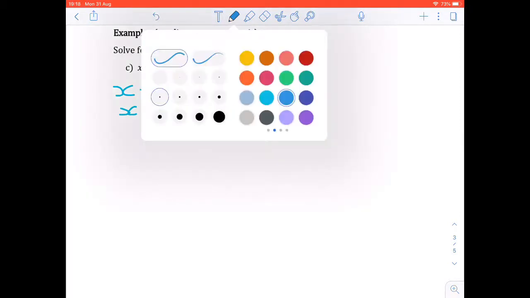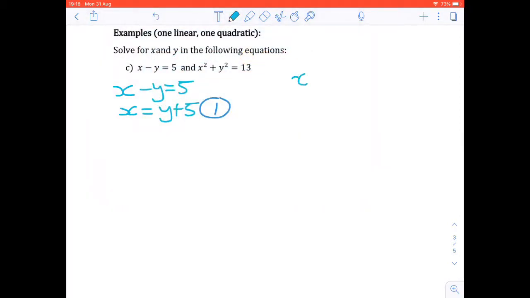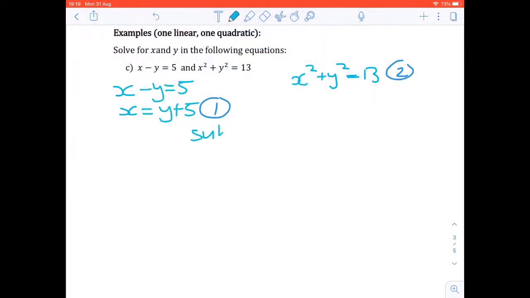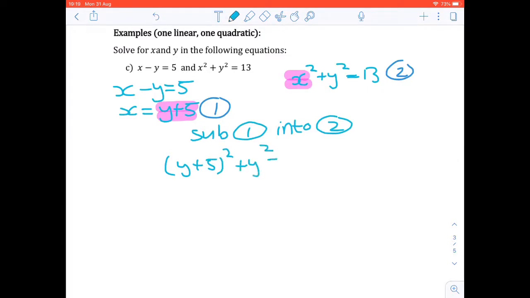And then we can call x squared plus y squared equals 13, our second equation. Then tell your marker sub 1 into 2. So whenever we see an x over there, we substitute in y plus 5. So that means y plus 5 squared plus y squared equals 13.